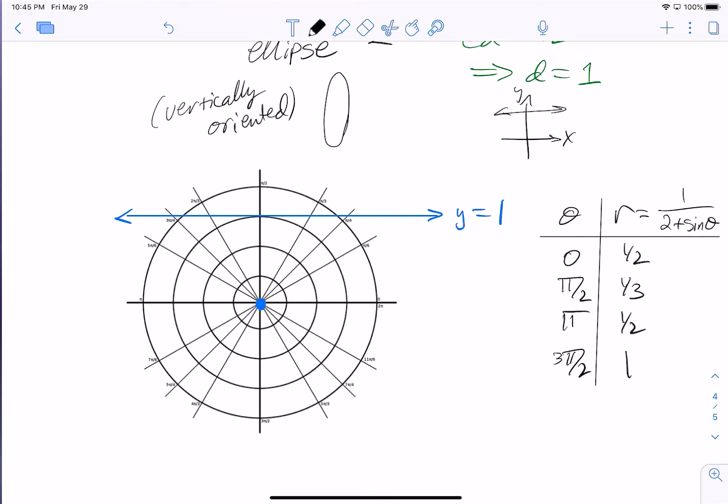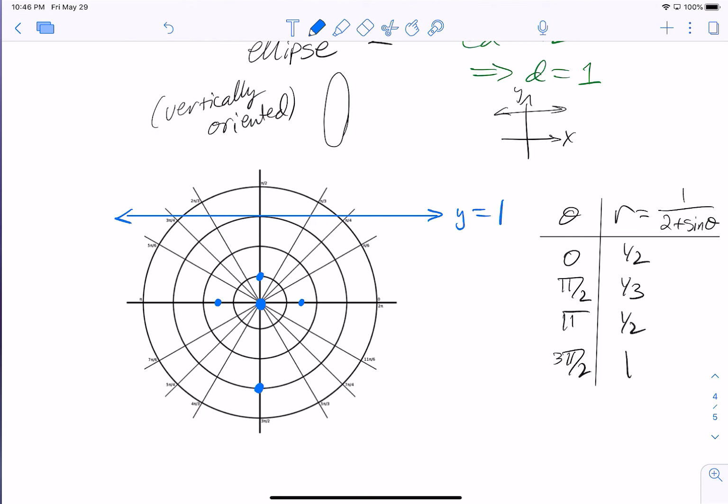Plotting these on the polar grid will give me an idea of what this looks like. So at pi over 2, the radius is 1/3, so I'm on the first ring out. At 0 and pi, I'm at 1.5 rings out because my scale is 3 rings is equal to 1, like the radius of 1. And so for 3 pi over 2, I should be on the third circle out there.